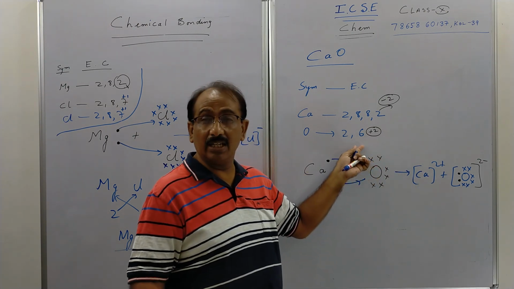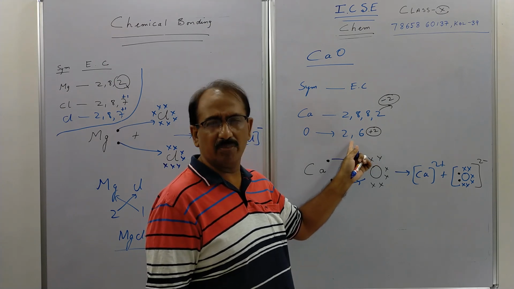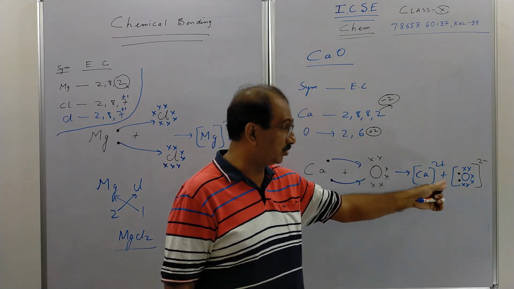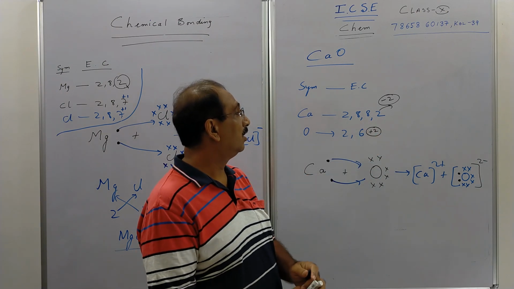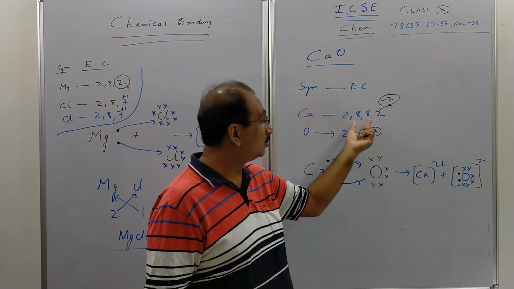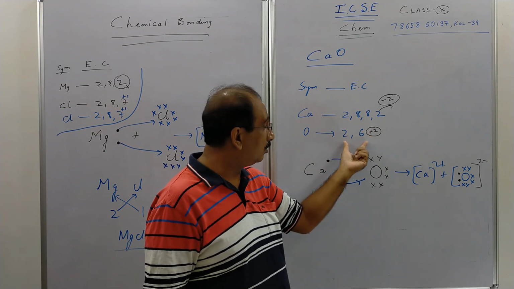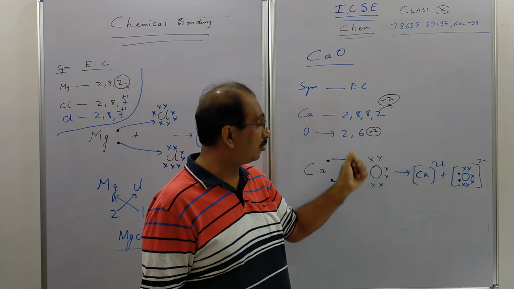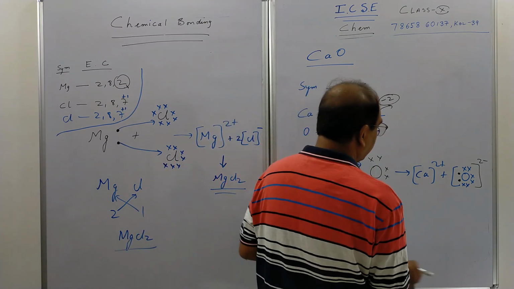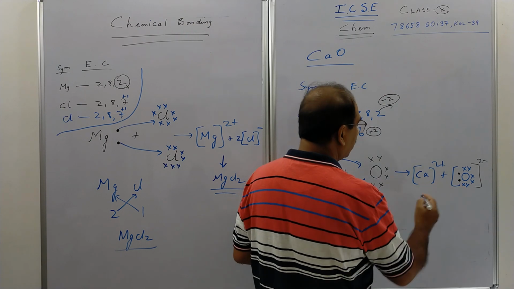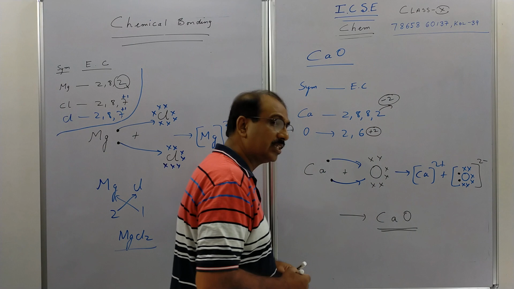Means now it has 8 electrons and 10 electrons and 8 protons. Protons remain the same 8, but it has now 10 electrons. So 2 electrons surplus, and this is 2 electrons deficient. Okay, 2, 8, 8, and it comes to the nearest argon configuration by losing, and this comes to neon configuration by gaining. So finally what happens, children? Next step, there is attraction between calcium and oxygen, and we get calcium oxide.